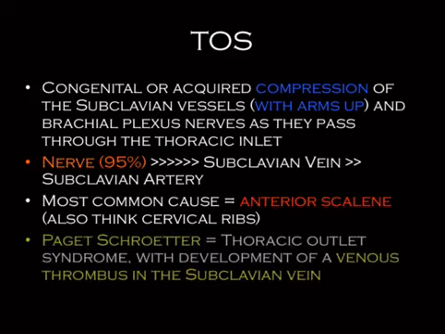When you're compressing the vein and there's a thrombus in the vein, there is an entity called Paget-Schroetter, and because it has a fancy-sounding name, that makes it highly testable. So Paget-Schroetter is thoracic outlet syndrome with venous thrombosis in the subclavian vein. The most common cause is the anterior scalene. You can also have a cervical rib, that's another thing to look for. This is treated with surgery. If you have Paget-Schroetter, they have to lyse that clot, usually multiple times.